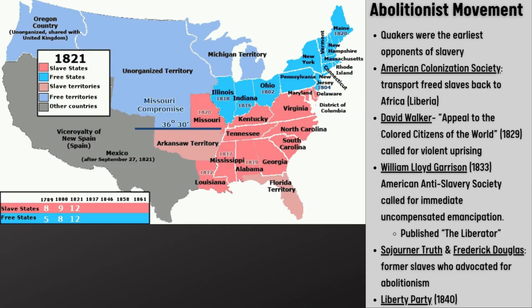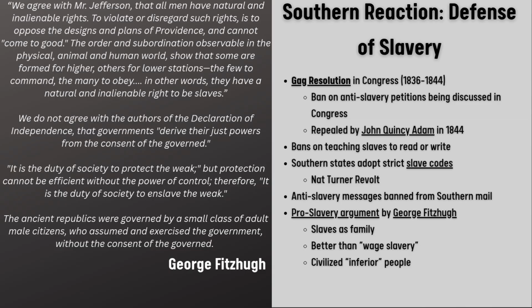And let's not forget Sojourner Truth and Frederick Douglass, both former slaves who became powerful advocates for the abolitionist cause. Their personal experiences lent authenticity and urgency to the movement. The Liberty Party, formed in 1840, marked a political approach to ending slavery, emphasizing the growing commitment to change within the American political landscape. These individuals and organizations laid the groundwork for the eventual abolition of slavery, each contributing in their own unique way to a cause that was both necessary and just.